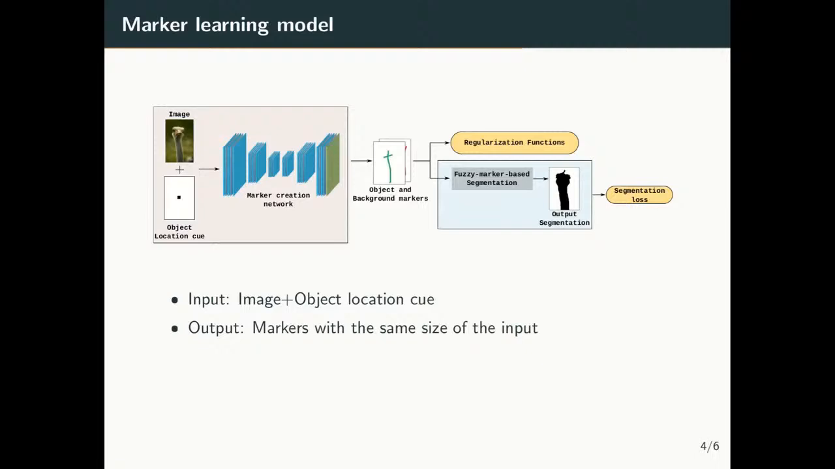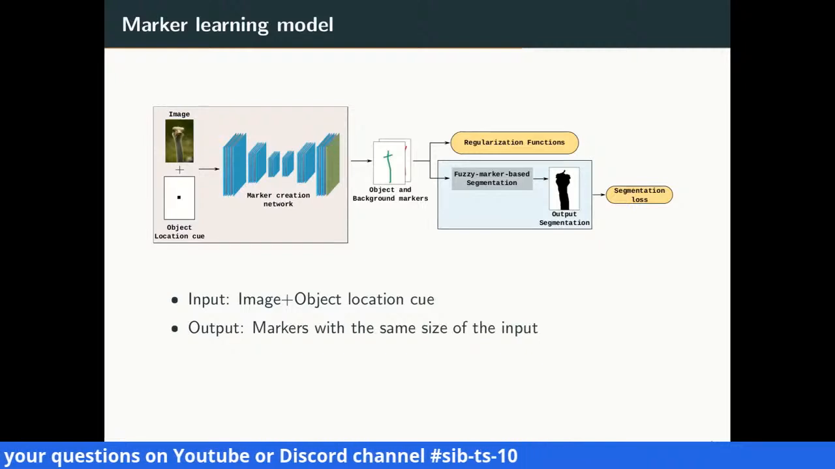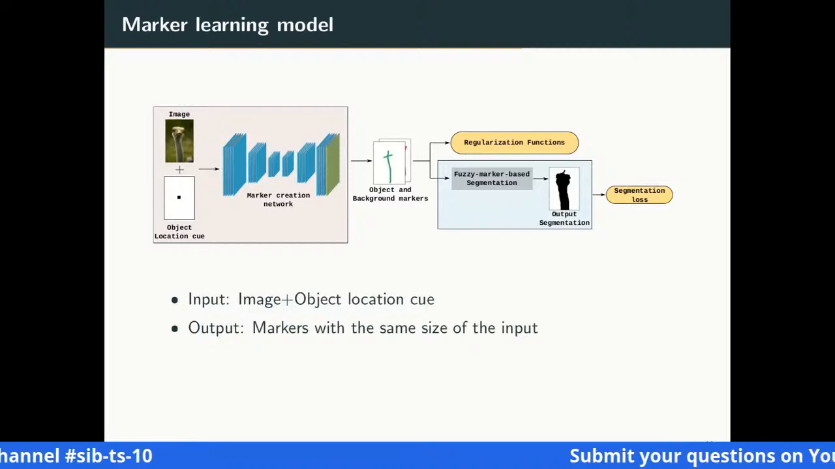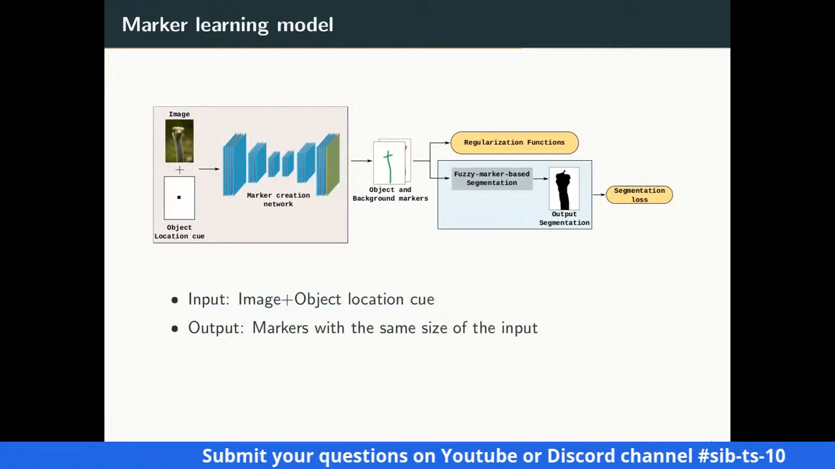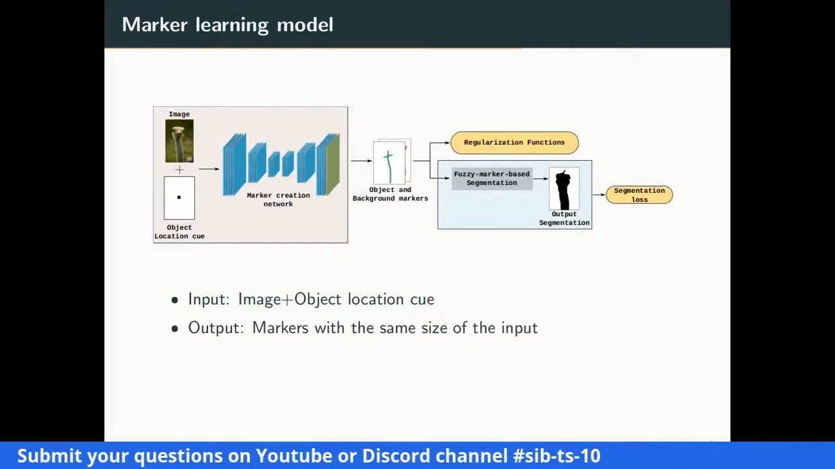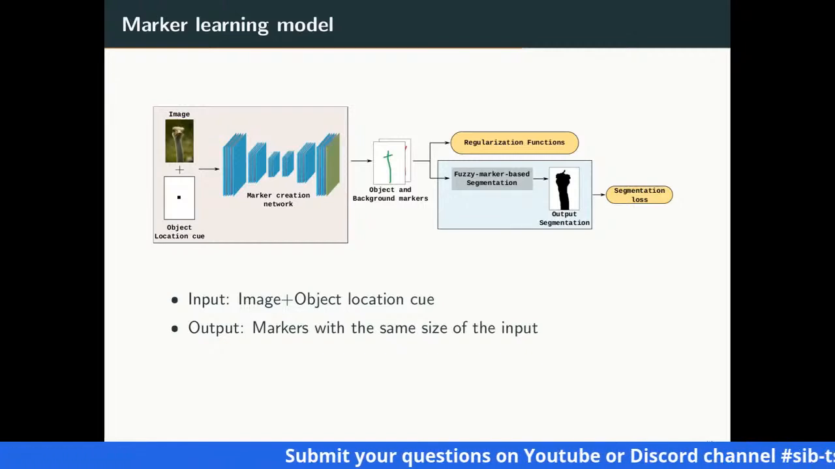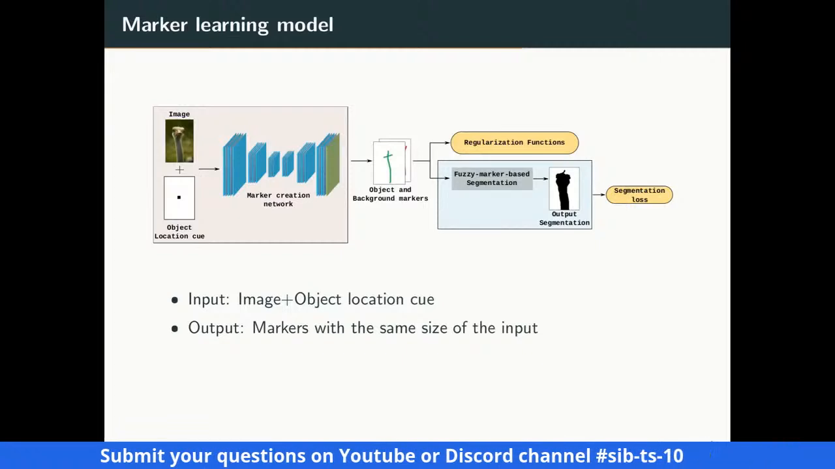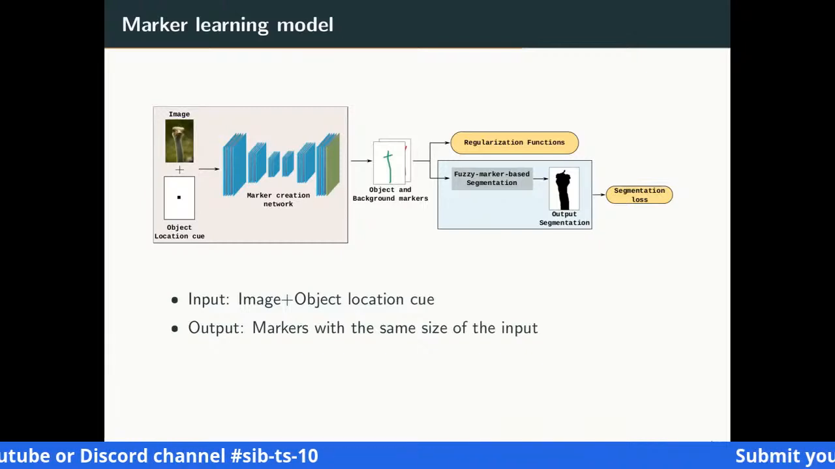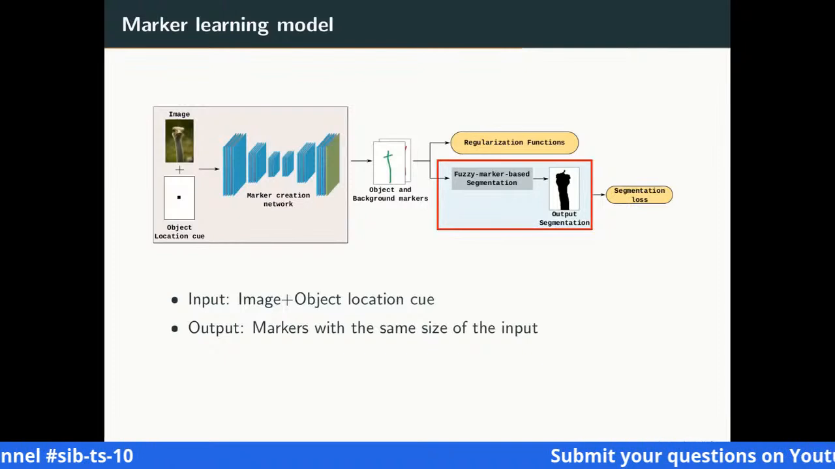The marker learning model consists of a marker creation network, which is an encoder-decoder shaped network that takes as input an image plus the object location cue, concatenated with each other. The object location cue is basically a small indicator of the location of the object of interest that we want to propose the markers for. The output of this network is a pair of object and background markers that are maps with the same size as the image containing values between 0 and 1, with values close to 1 representing the locations of the markers.